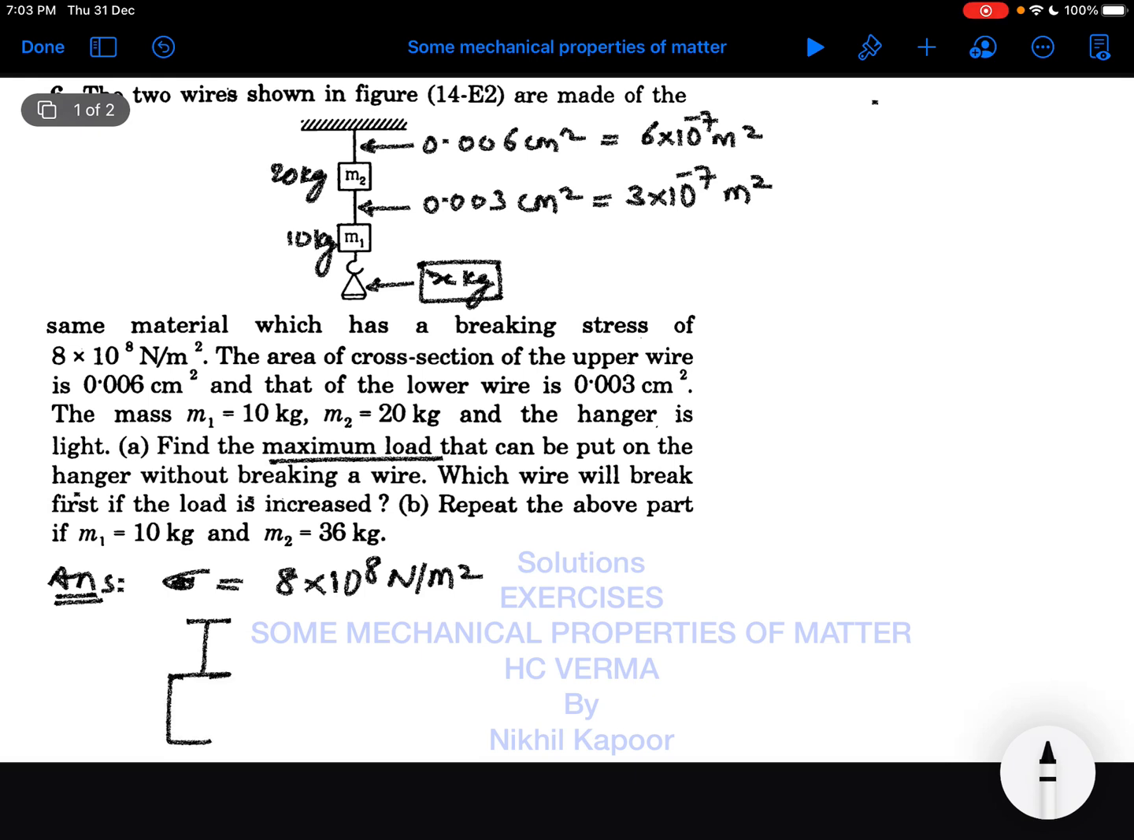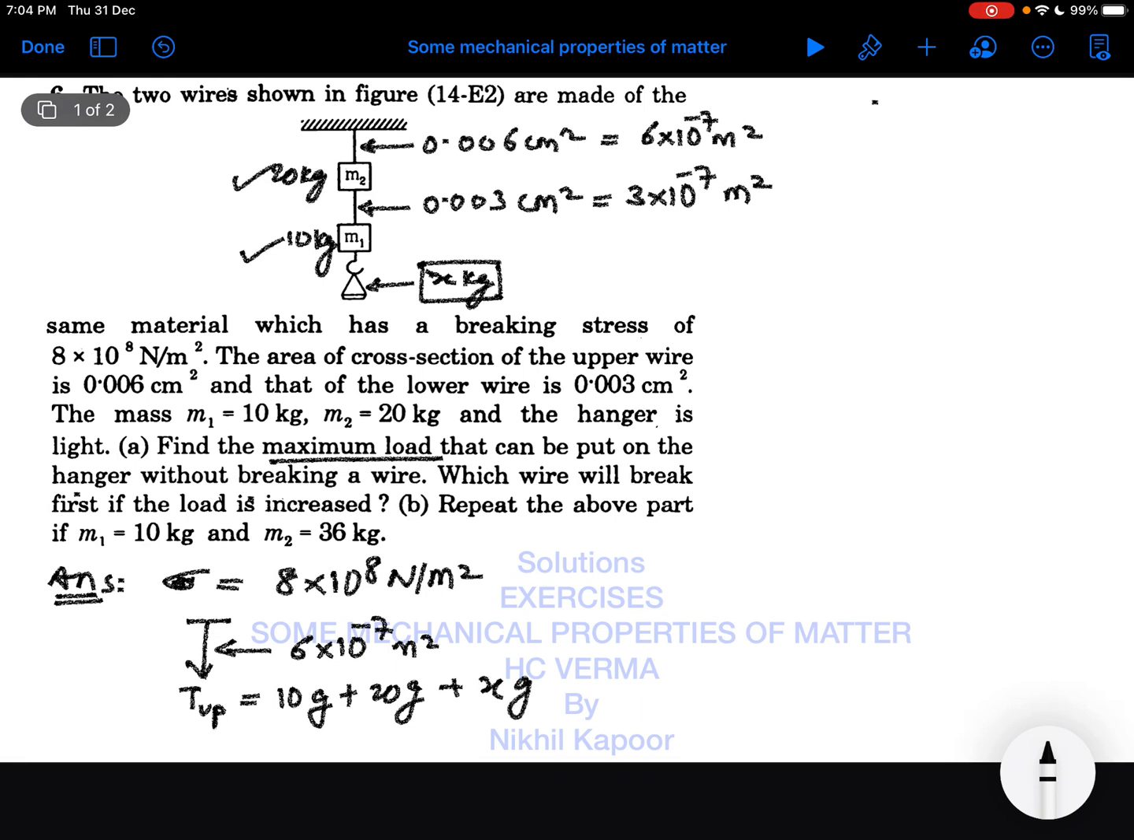because the upper wire is attached to it. So what is the tension in the upper wire, if you can see. Here this is the upper wire of area of cross section 6 into 10 to the power minus 7 meters square. How much tension does this upper wire have? The tension will be equal to 10g plus 20g, as the 10g and 20g weights are both acting downward, plus x into g, where g is acceleration due to gravity. It is very clear that the tension in the upper wire divided by its area should be less than or equal to 8 into 10 to the power 8 for not breaking.